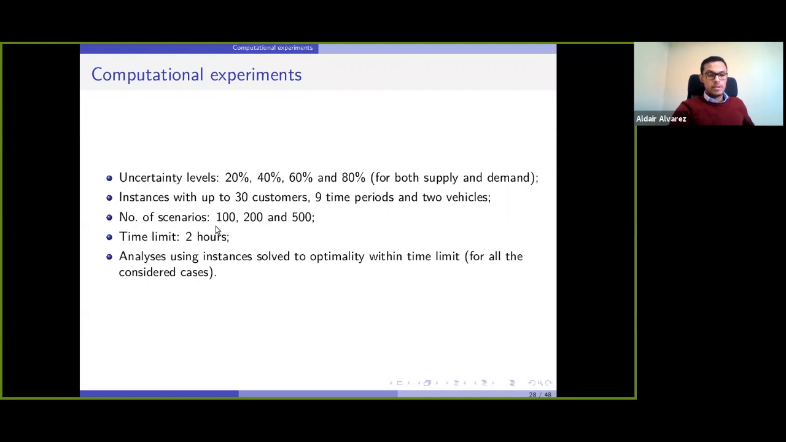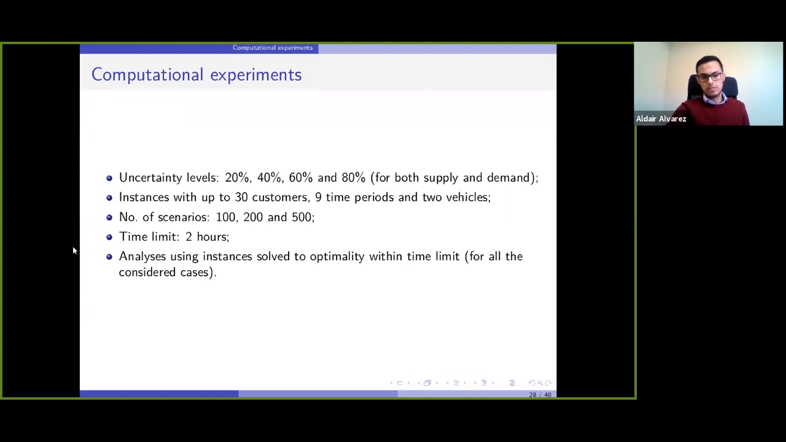We generated, for each instance, 100, 200, and 500 scenarios. For the solver, for the branch and cut method, we imposed a time limit of 2 hours. And all the analysis that I'm going to present now was performed using the solutions of those instances solved to optimality within this time limit.